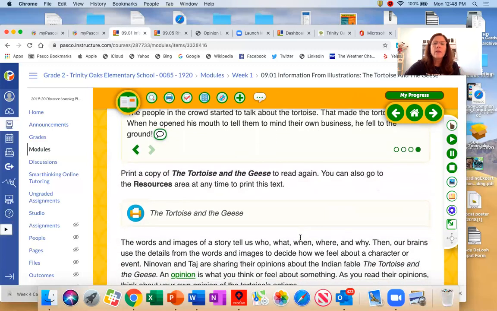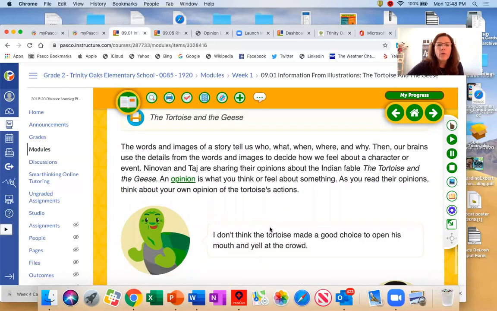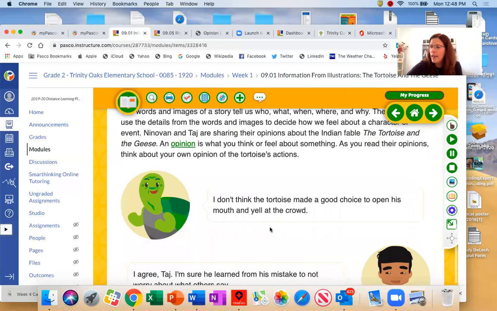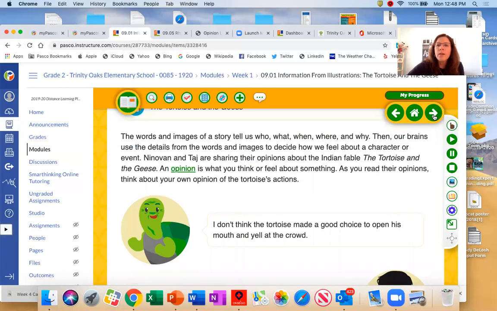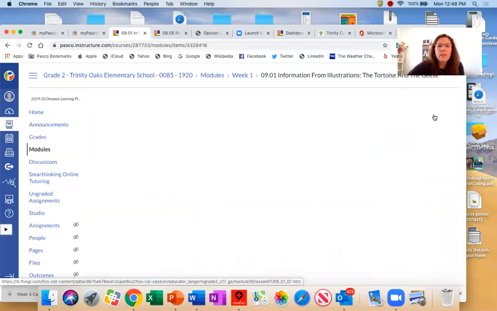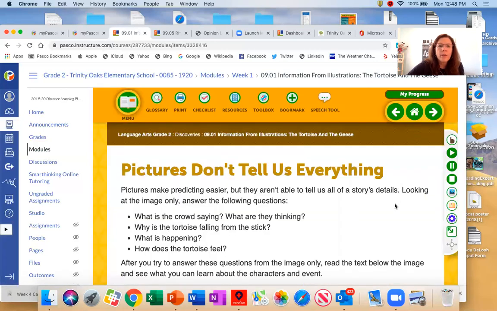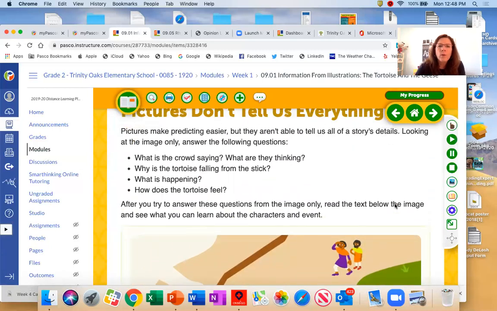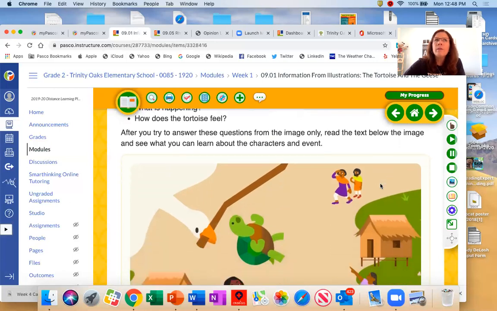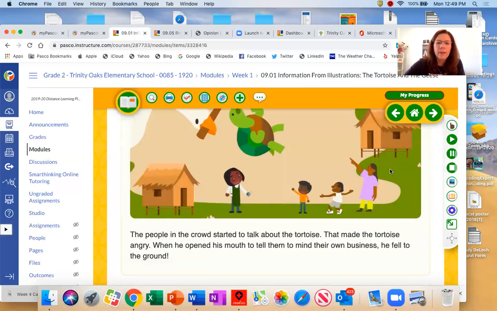So, here on lesson week number 1, it said for you to go ahead and think about what his mistake was. What kind of mistake did he make? And then on page 9, it makes you think about what was the crowd saying and what were they thinking? And then why did the tortoise fall from the stick? And what happened? And how does he feel? All right. And you can only imagine how he feels when that happens.